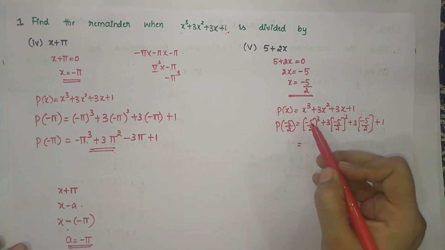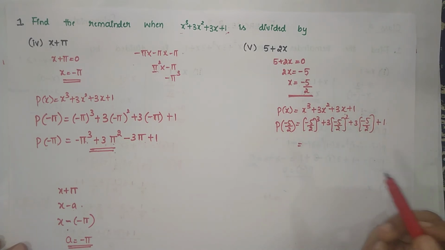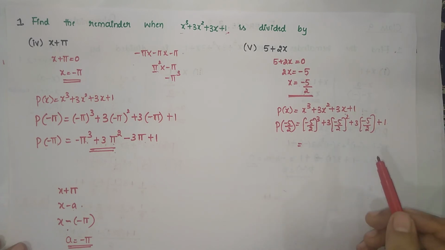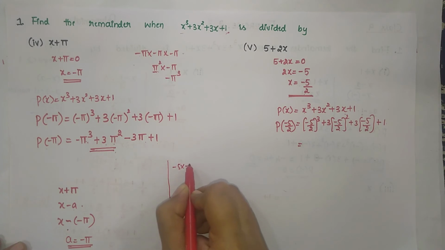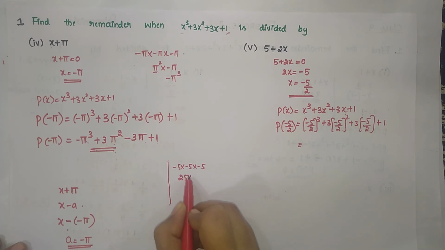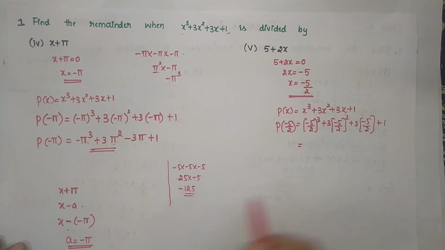So we get minus 5 whole cube, where minus 5 is multiplied 3 times. That is minus 5 into minus 5 is plus 25. So I will write that here. Minus 5 into minus 5 into minus 5. Minus 5 into minus 5 is plus 25, into minus 5. 25 into 5 is 125, and plus into minus is minus. So it is minus 125.